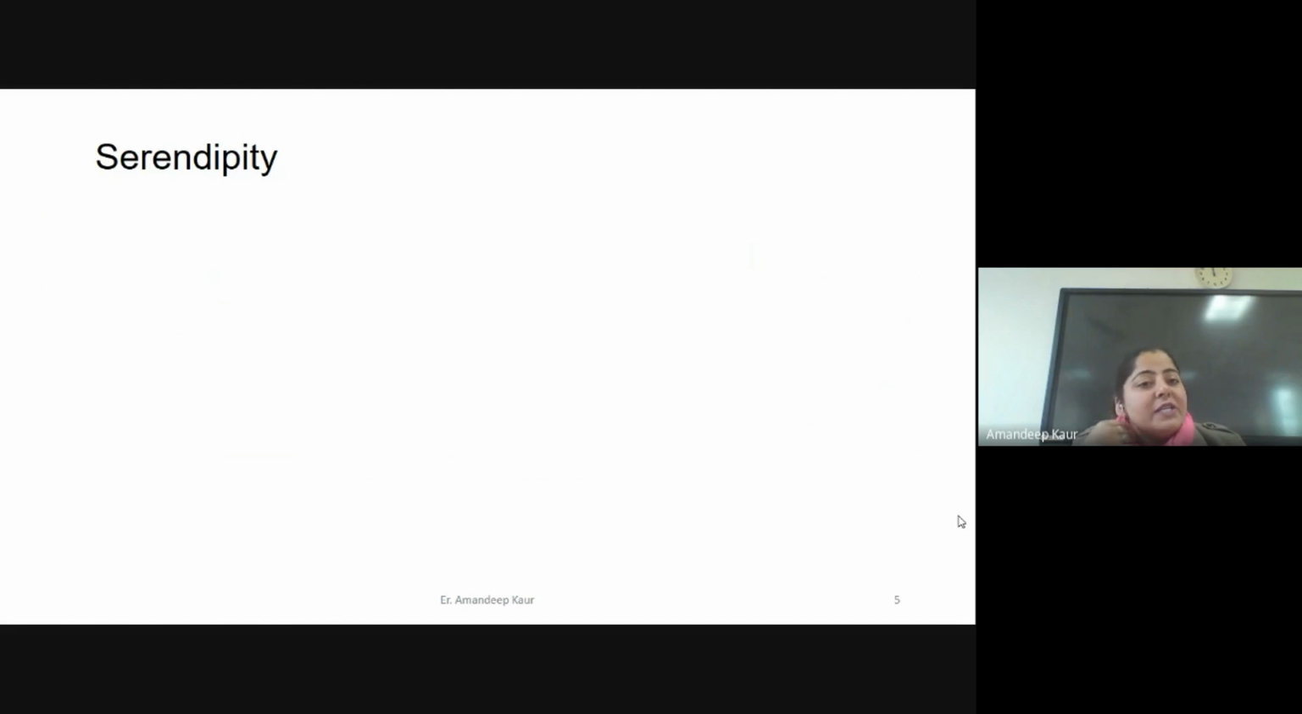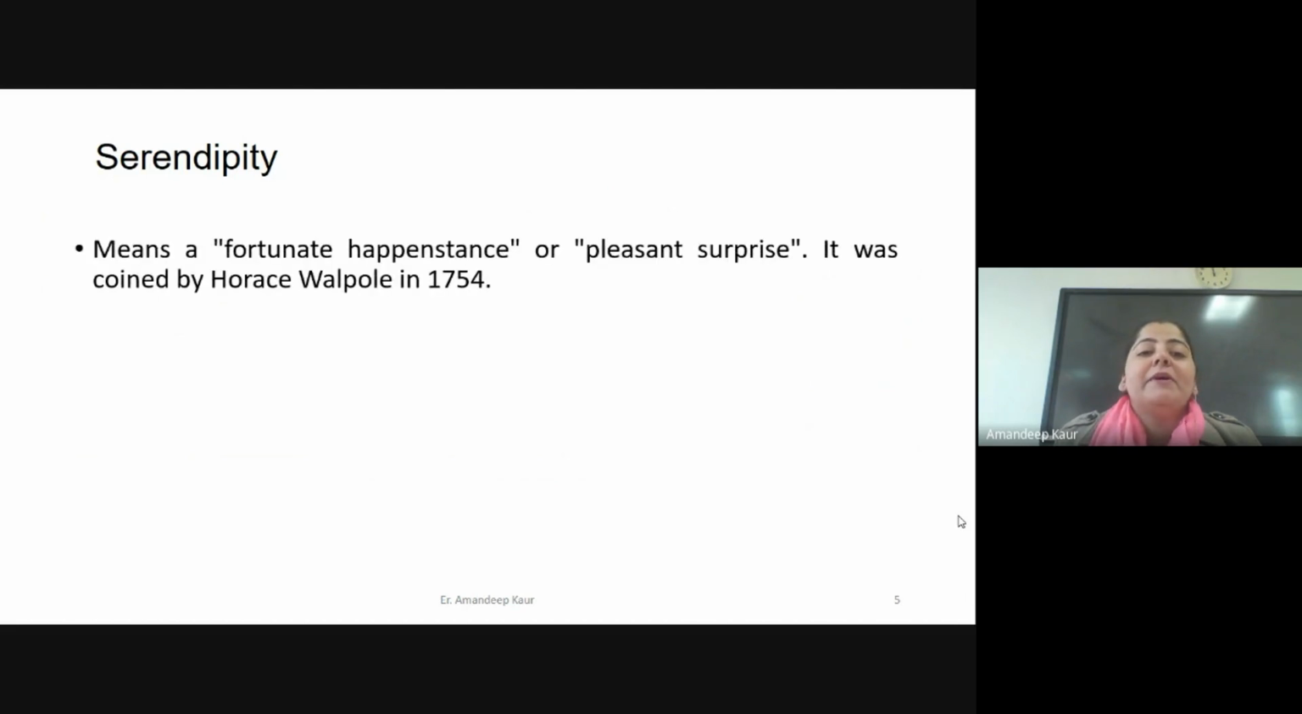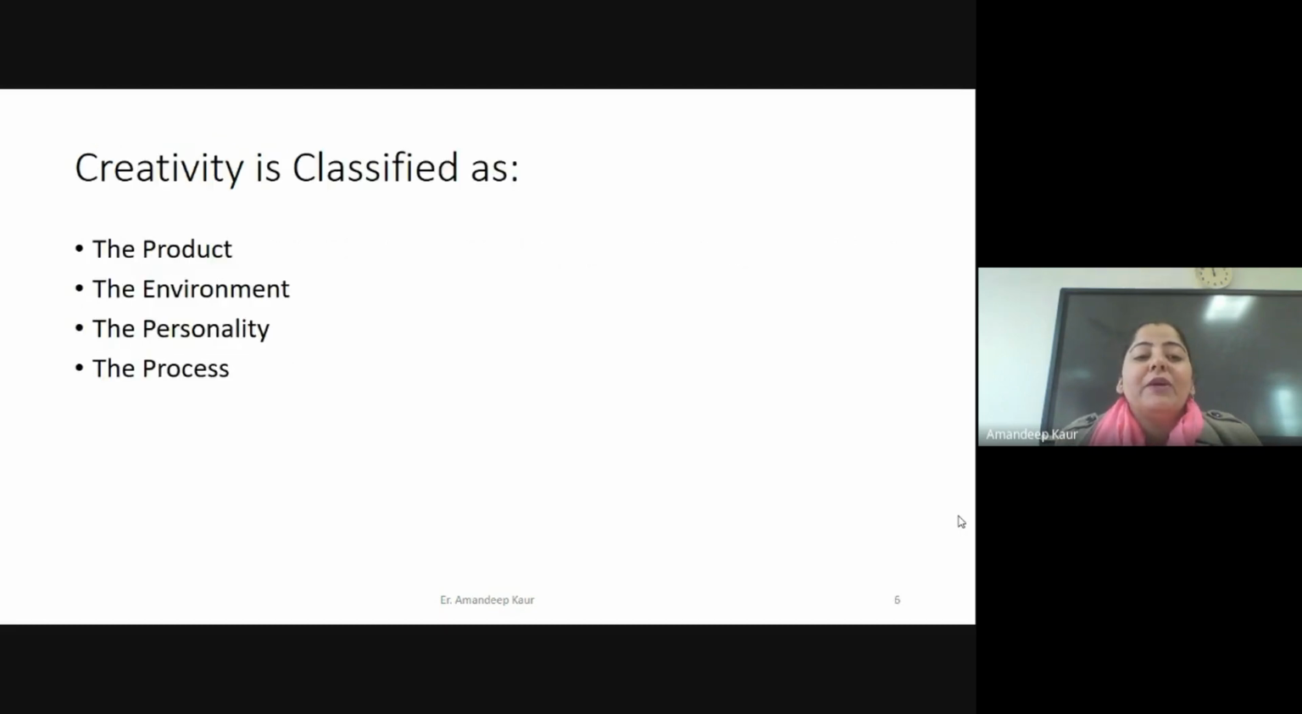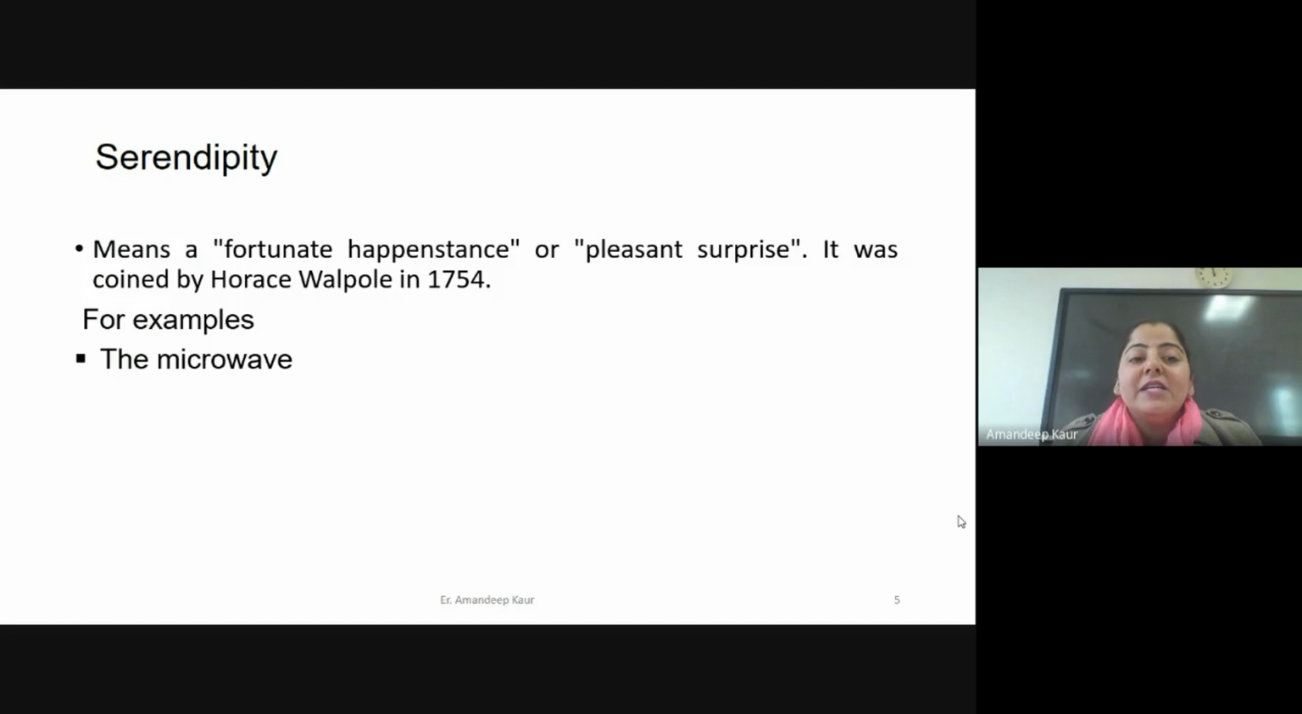Along with creativity and innovation, there is a third term that we need to know about, that is serendipity. Serendipity means fortunate discoveries. In science, there are many discoveries that happened over a period of time and are considered pleasant surprises. This term was coined by Horace Walpole in 1754. For example, the discovery of Quaker oats, the microwave, penicillin, the benzene ring. These are all fortunate happenstances.